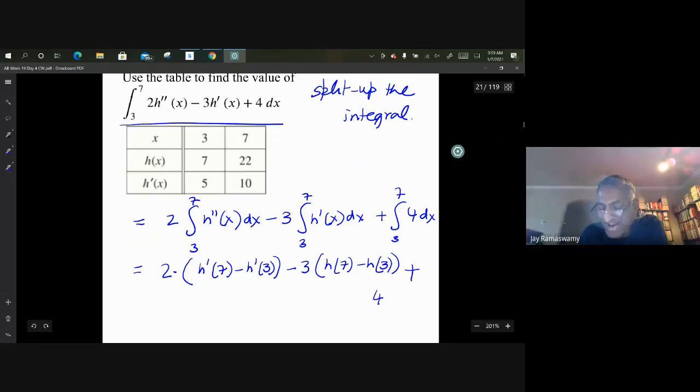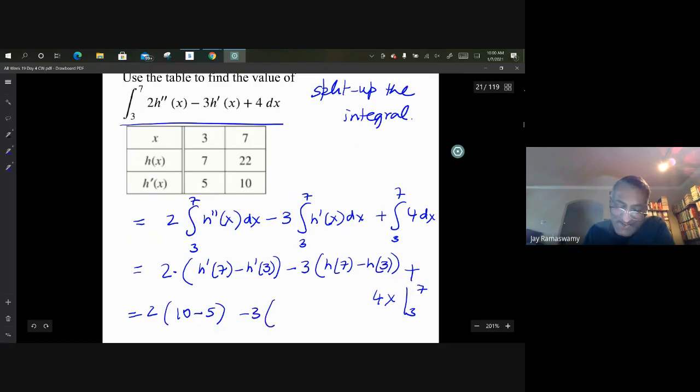4x. Perfect. Correct. We're doing integrals, 3 to 7. Okay, let's wrap it up. Read the table. What's h' of 7 given to me? 10. Minus h' of 3. 5. Very good. Minus 3.